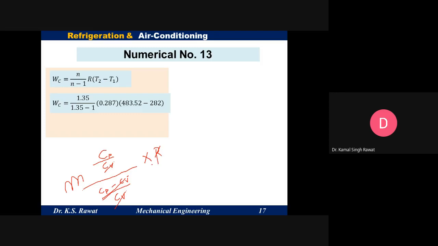But if the process is polytropic, we have to write the formula n upon n minus 1 into R (T2 minus T1). If the mass flow rate is given, m is also there. Is this point clear or not? Yes, sir. So we will calculate with this formula, n upon n minus 1 R (T2 minus T1). This is the actual formula for the compression work. We have already derived this formula in semester 4 in applied thermodynamics.